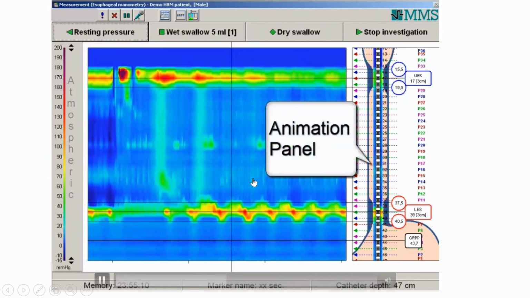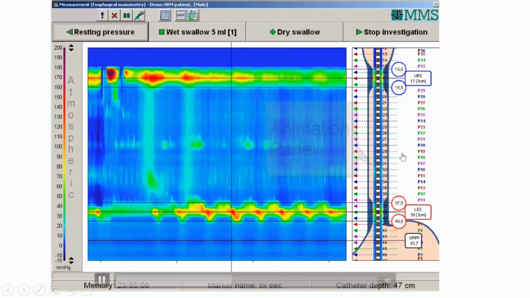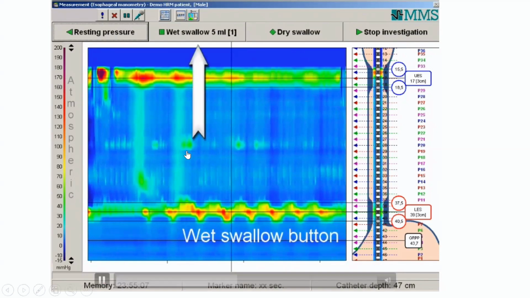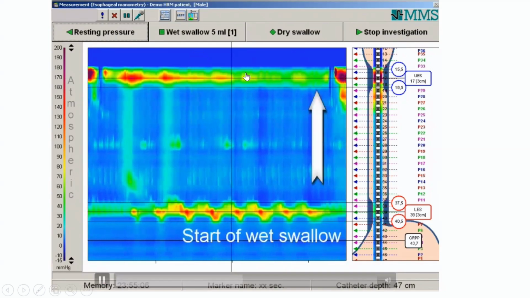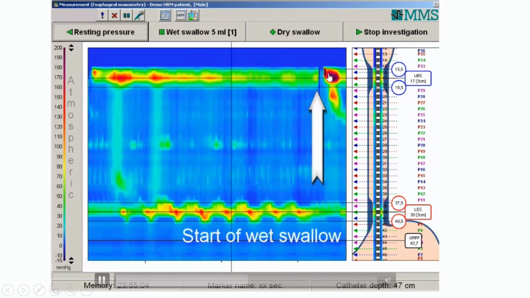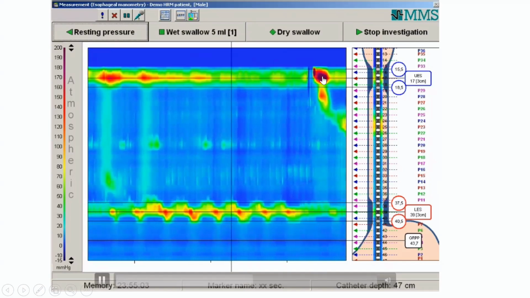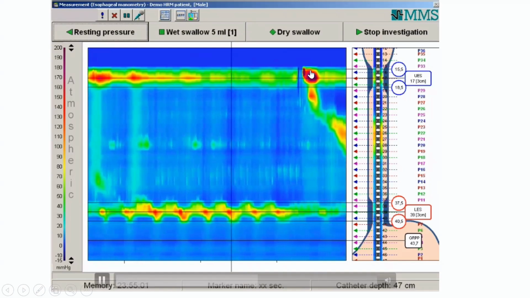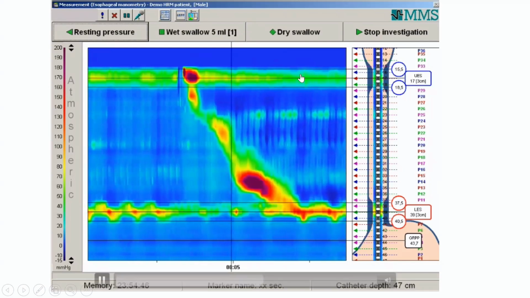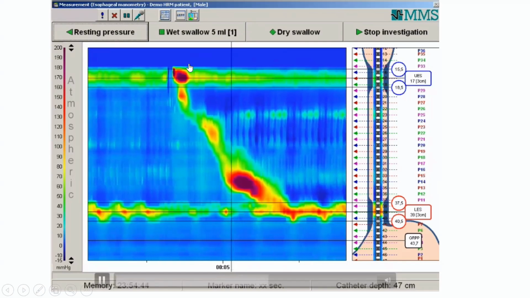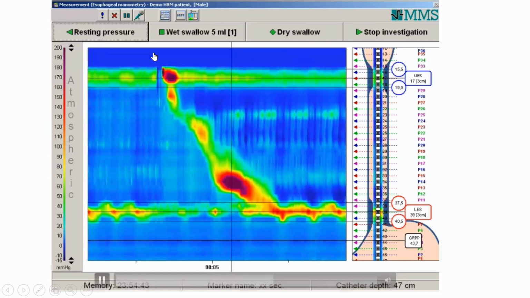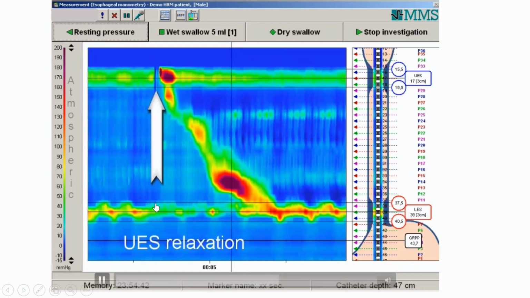And also we can see the progression of the swallow through this animation panel. Once I give the patient a 5 ml wet swallow, the patient will start swallowing here. And here we can see the relaxation. We have to differentiate between the resting, this is resting, and this is the relaxation. And this is the progression of the swallow. And here there is also relaxation in the LES. At the same time there is relaxation in the UES, and there should be relaxation in the LES, and this is the swallow. Again, this is the normal swallow.